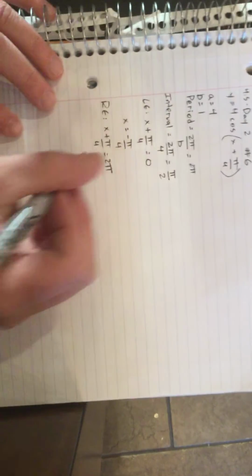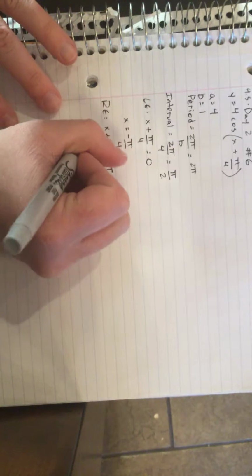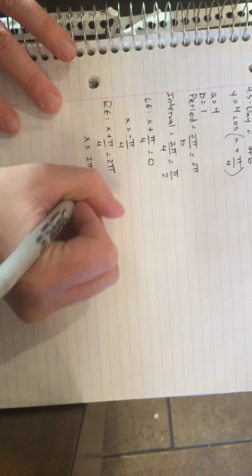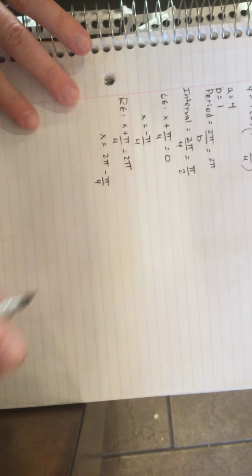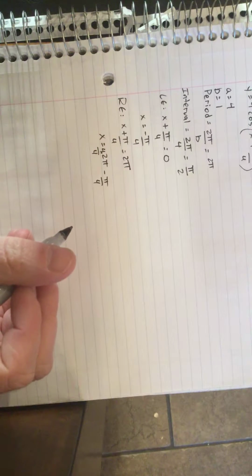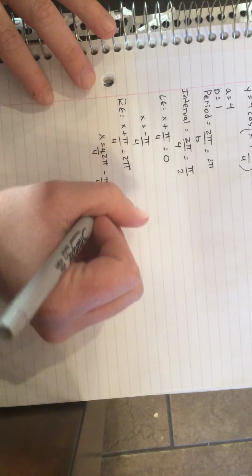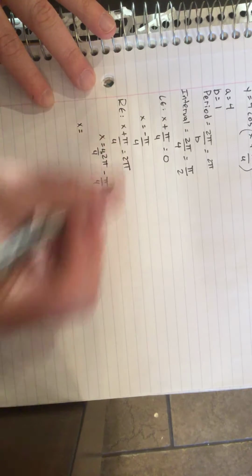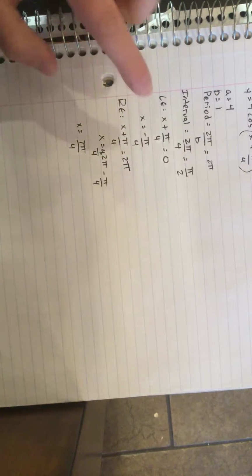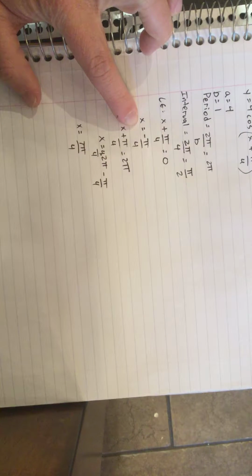So then when you minus pi over 4, we would need a common denominator. So multiply by 4 over 4, and we'll get 8 pi over 4 minus pi over 4. I believe that's going to be x is equal to 7 pi over 4. So we're starting at negative pi over 4. We are going to end at 7 pi over 4.